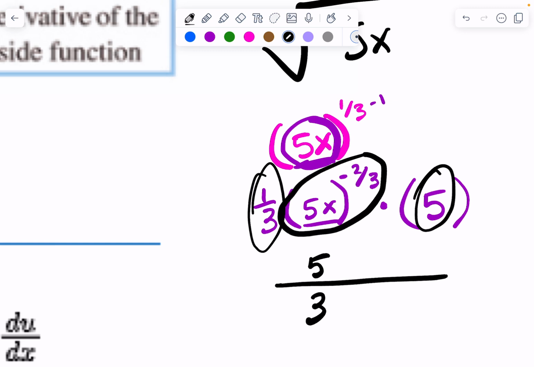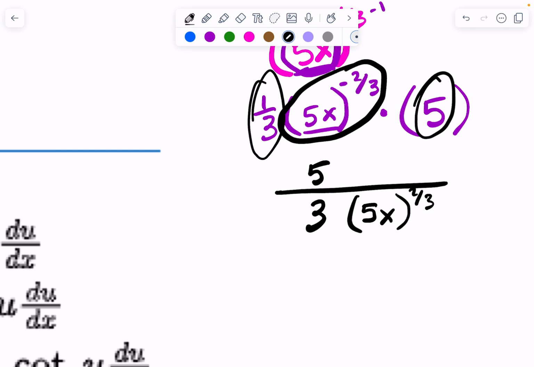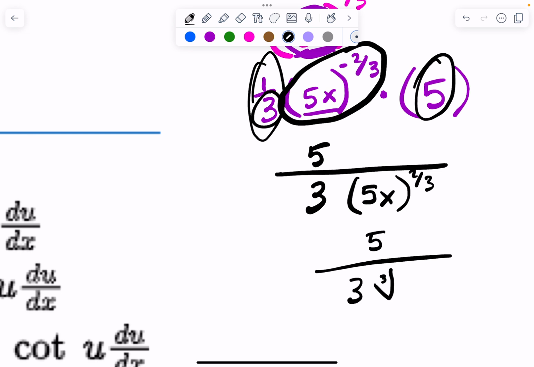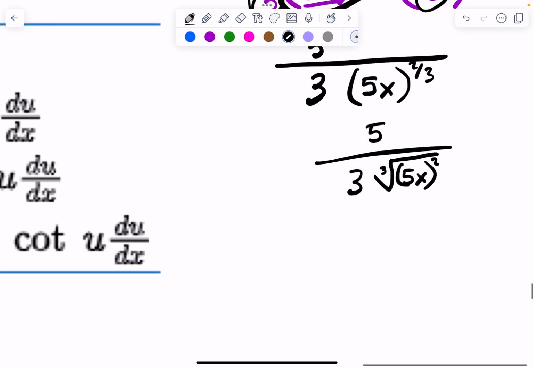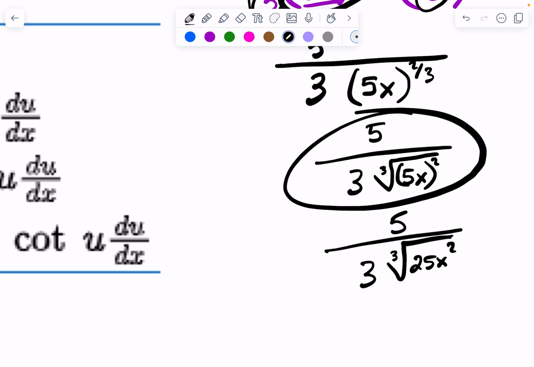But now since this is to a negative exponent, I'm going to put him down to the bottom, and he's going to be 5x to the positive 2/3 power. So I've fixed everything. I'm going to put him down here with the 3, because the 3 is technically on the bottom. And then I'm going to fix that 2/3 power, so 5 is on the top. I've got 3, and the 2/3 power means the cube root of 5x squared. Now you could do one more and say 5x squared is the same thing as 25x squared, and get rid of the parentheses. It doesn't matter, whichever. I'm going to leave them like this.